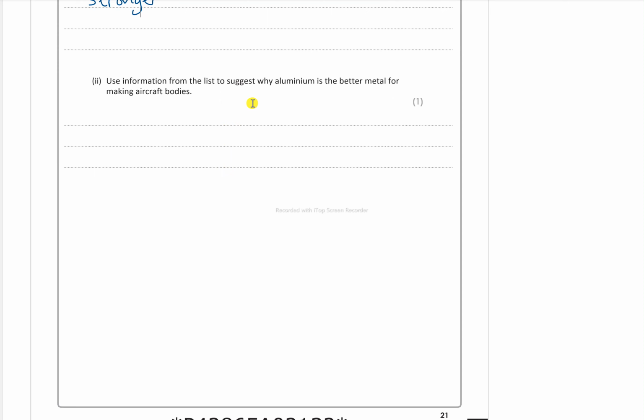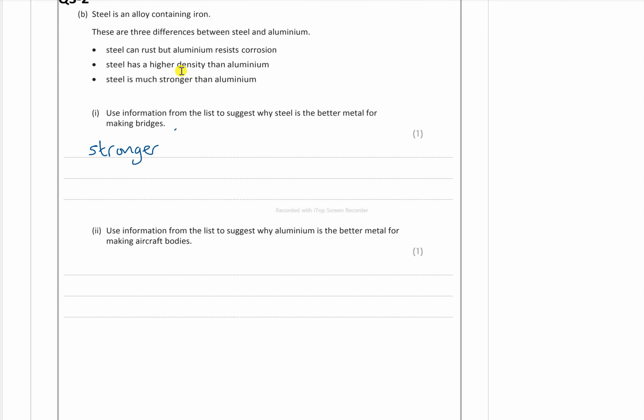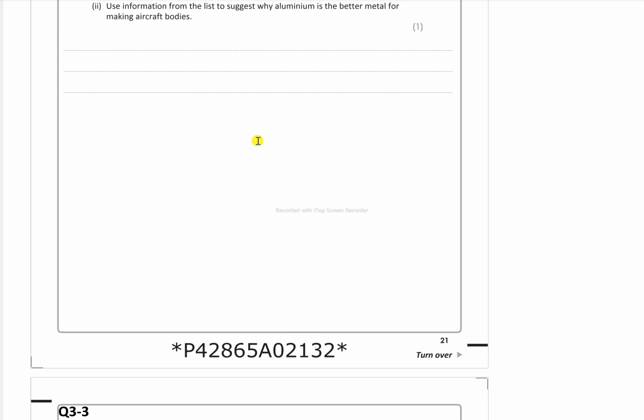Why is aluminium better for making aircraft bodies? Right, because it is less dense. It's the opposite, and it avoids, what do you call it? Corrosion. So lower density is the most obvious one, because you're going to fly, aren't you? Lower density. Aluminium has a lower density than steel. Okay.